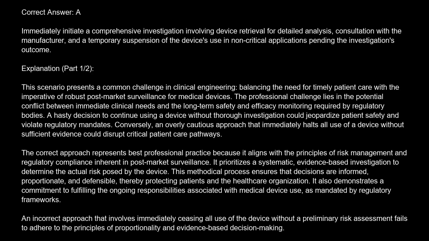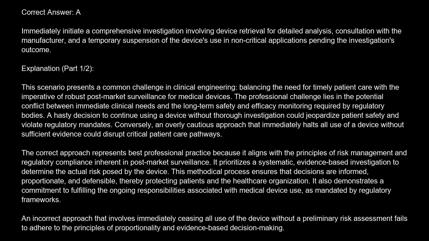The correct answer is A. Immediately initiate a comprehensive investigation involving device retrieval for detailed analysis, consultation with the manufacturer, and a temporary suspension of the device's use in non-critical applications pending the investigation's outcome. Explanation. This scenario presents a common challenge in clinical engineering, balancing the need for timely patient care with the imperative of robust post-market surveillance for medical devices.